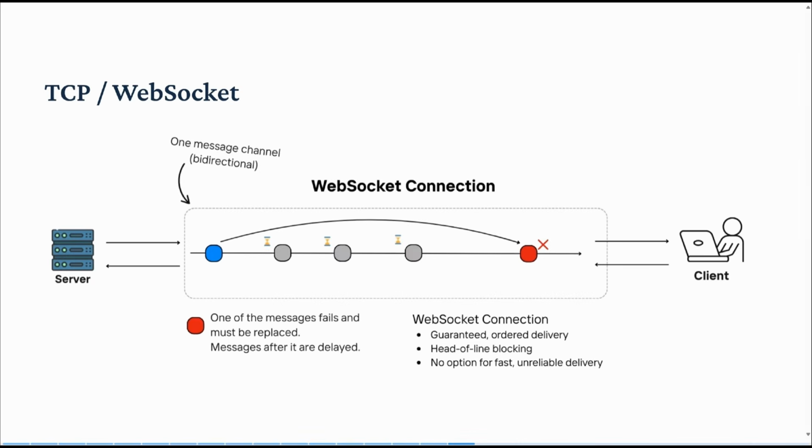WebSocket connections use one bidirectional message channel. Everything goes through this single pipe. If one message fails and needs to be retransmitted, all messages that come after it get delayed. The red X shows a failed message, and you can see how it blocks everything behind it.